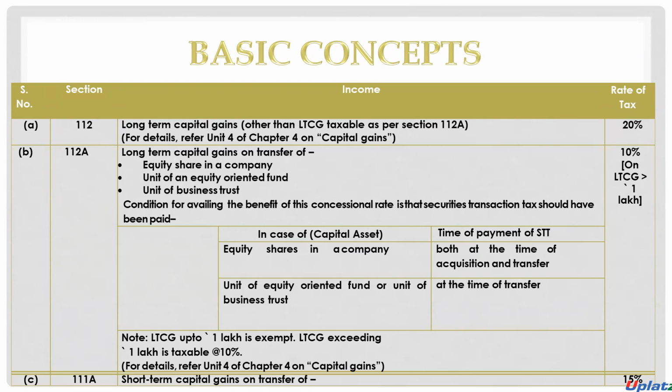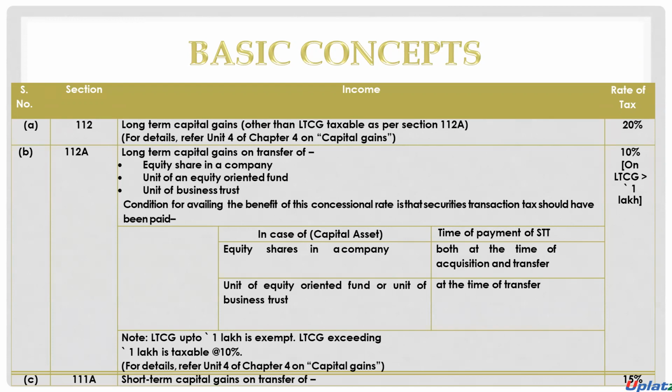In this case you will pay the amount of tax on such capital gain only at the rate of 10%. If such condition is not satisfied, if any of the conditions is not satisfied, then you will be required to pay the tax at the rate of 20%.